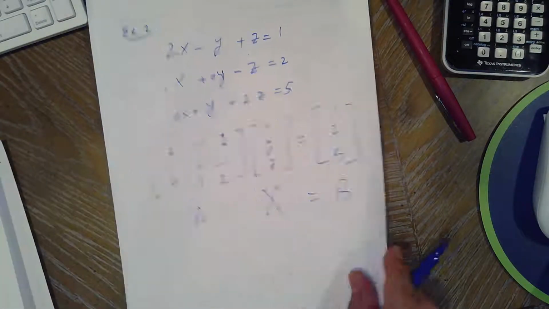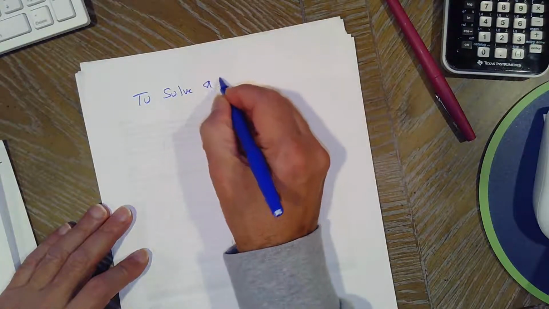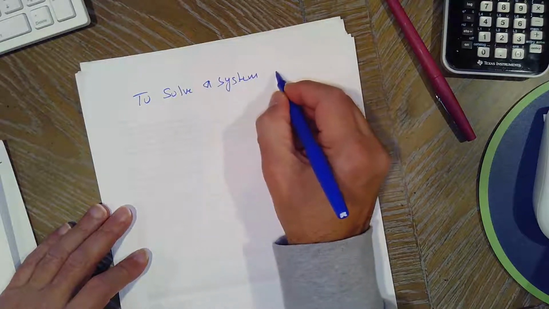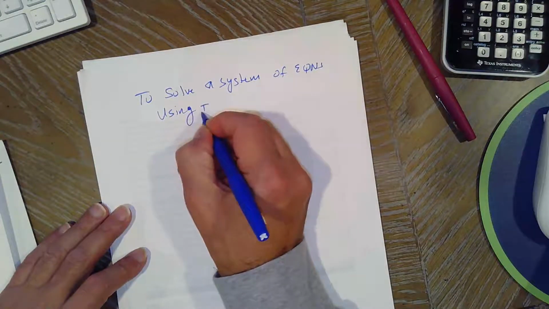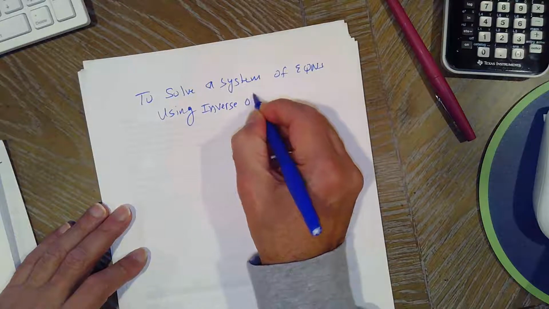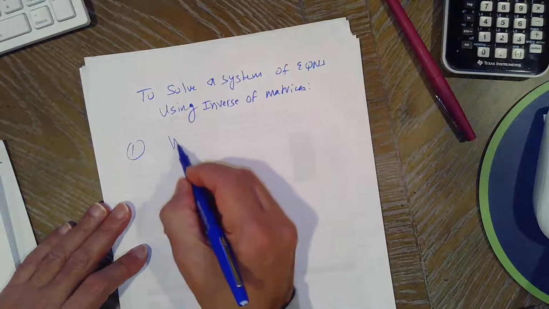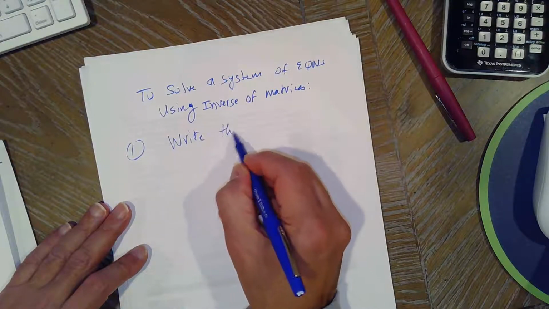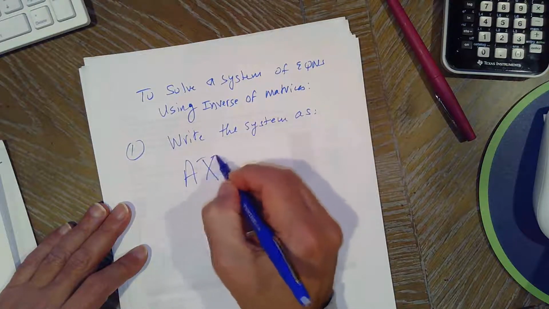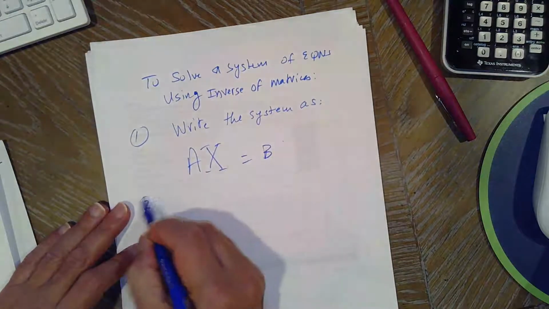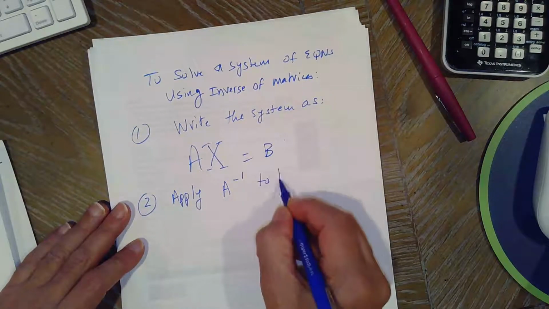This is what we're going to do. To solve a system of equations using the inverse of a matrix, the first thing is to write the system as we have done. Write the system of equations as matrices, AX equals B, and then apply A inverse to both sides from the left.